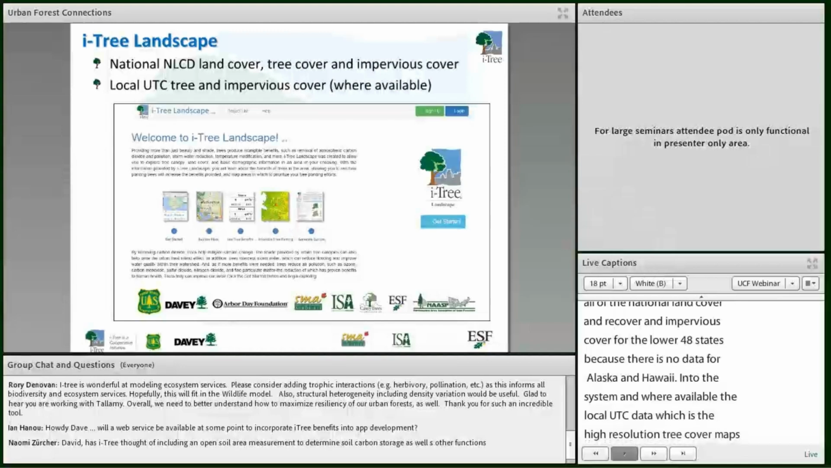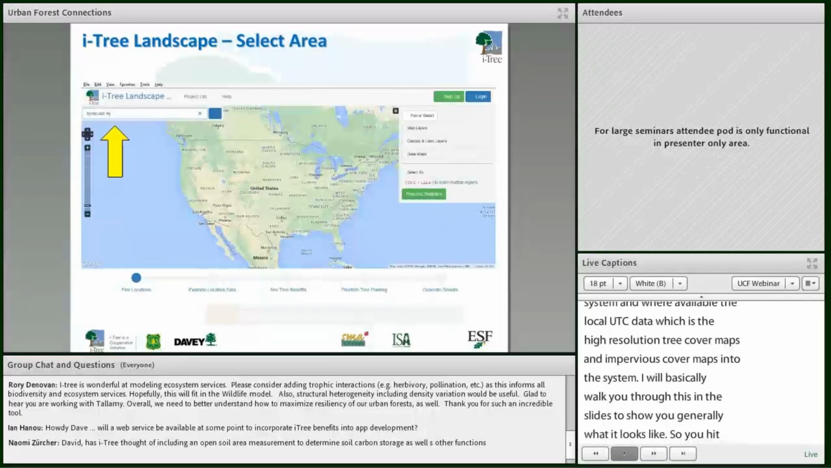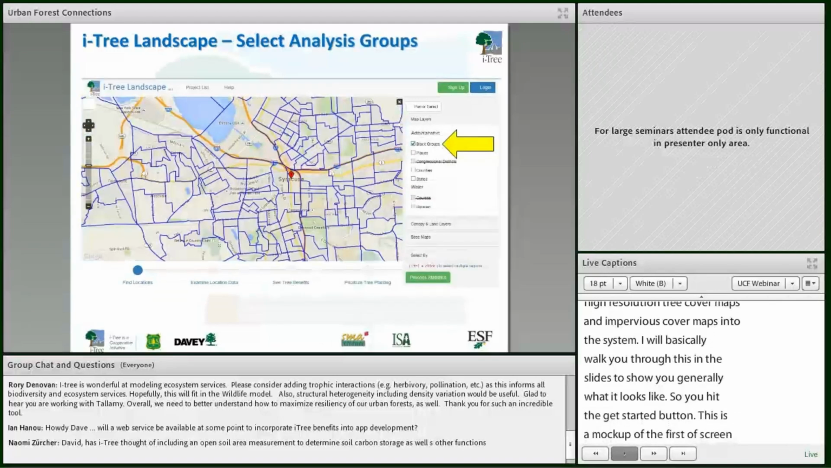I'm going to basically walk you through this in slides to show you generally what it looks like. So you would hit the Get Started button right there. This is the mock-up of the first screen. And then basically, oh good, I got the arrows in here. The map loads up here. You would type your address in. In this case, I typed in Syracuse, and the map would zoom to Syracuse.